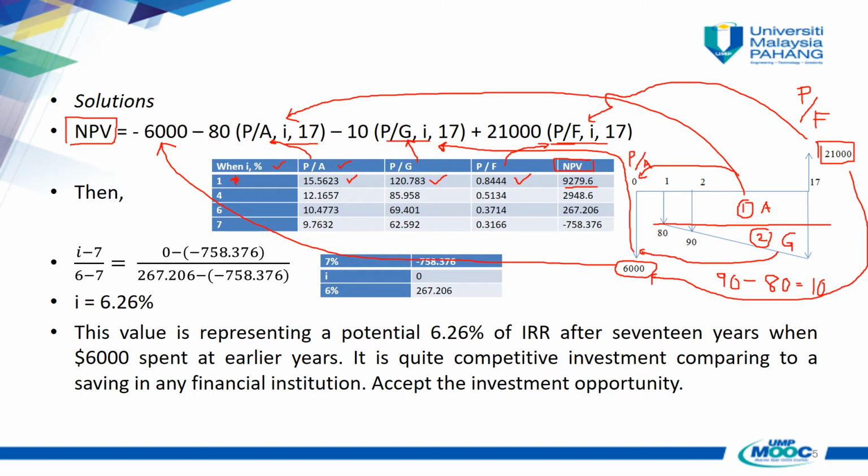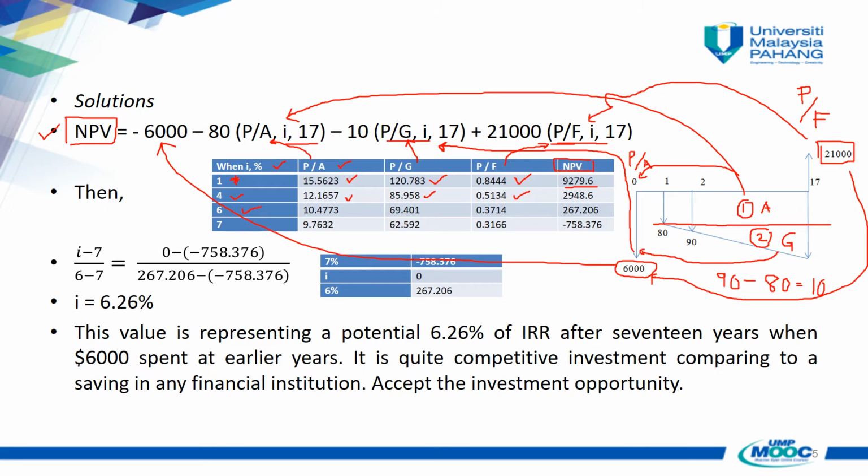All right, so I can put after that maybe 4%. I put all of P over A, P over G, P over F values in our NPV equation, and then we will see that our NPV is still a very large positive sum of 2,900.